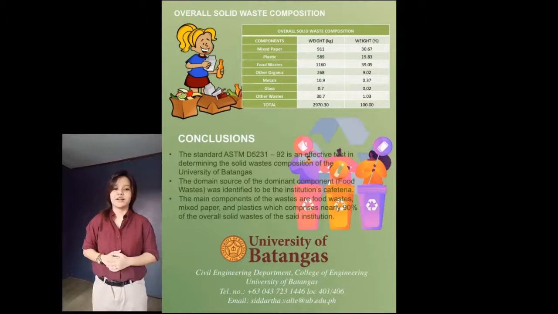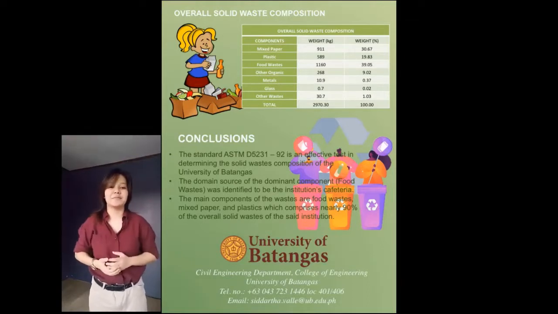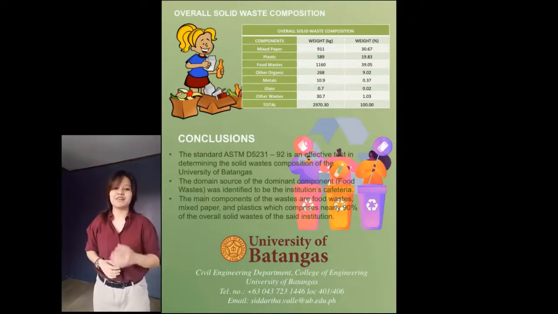Therefore, we conclude that through following the ASTM D5231-92, we have been successful in highlighting the composition and characteristics of the solid waste in the university. The main source of the dominant component, which is the food waste, was identified to be the institution's cafeteria. The main components of the waste are food waste, mixed paper, and plastic, which comprise nearly 90% of the overall solid waste. As food waste is the dominant component, composting efforts could be extended with the adaptation of vermicomposting that could help in converting the compostable components into fertilizer.